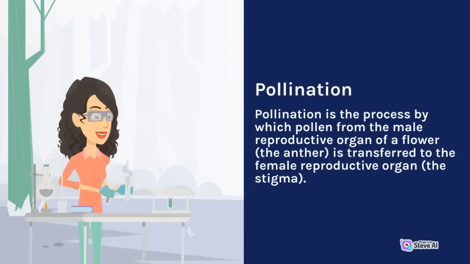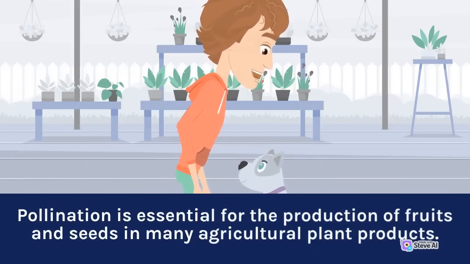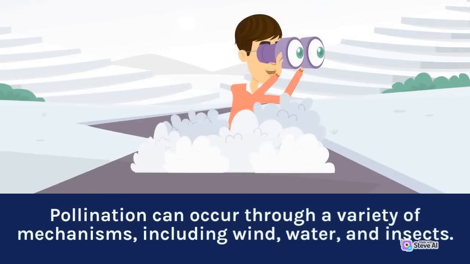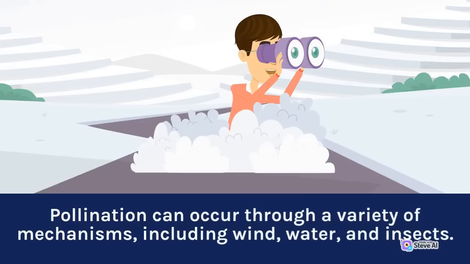Pollination. Pollination is the process by which pollen from the male reproductive organ of a flower, the anther, is transferred to the female reproductive organ, the stigma. Pollination is essential for the production of fruits and seeds in many agricultural plant products. Pollination can occur through a variety of mechanisms, including wind, water, and insects.